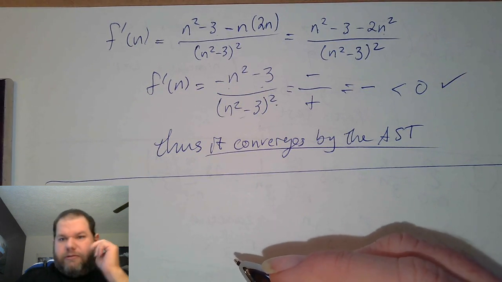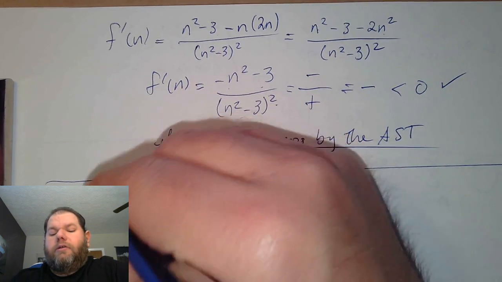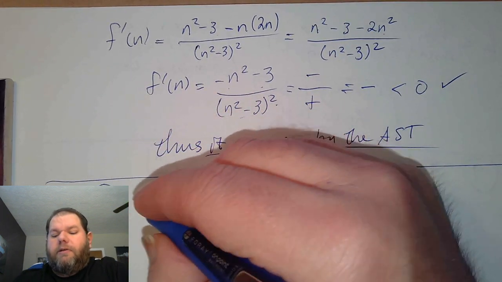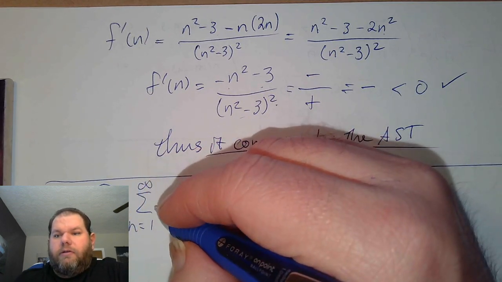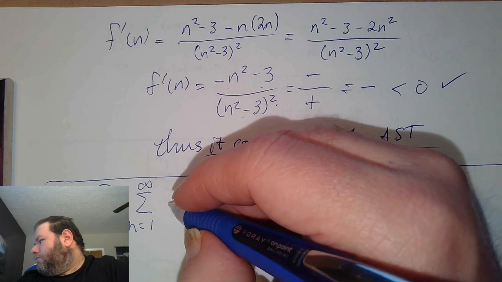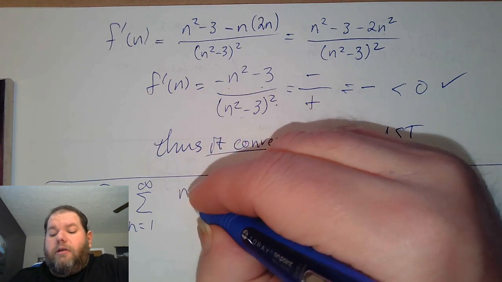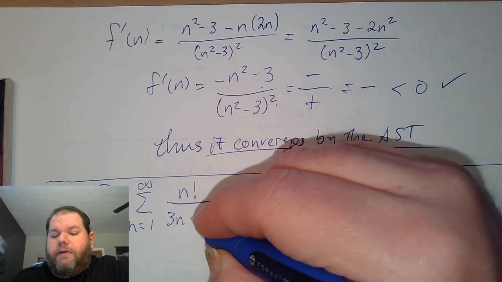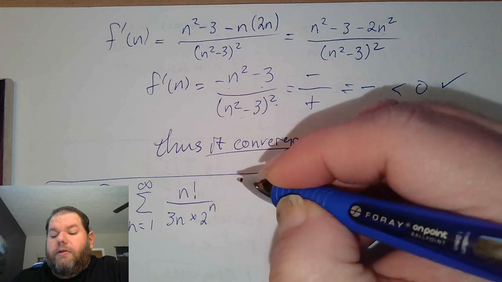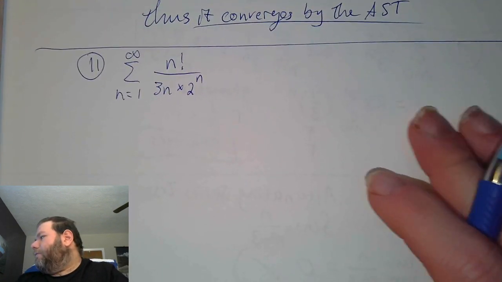Let's see. We also have 11. Now 11 we have the sum from n equals 1 to infinity of n factorial over 3n times 2 to the n.